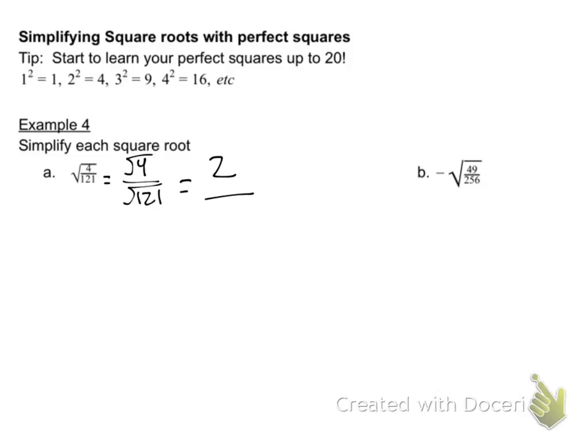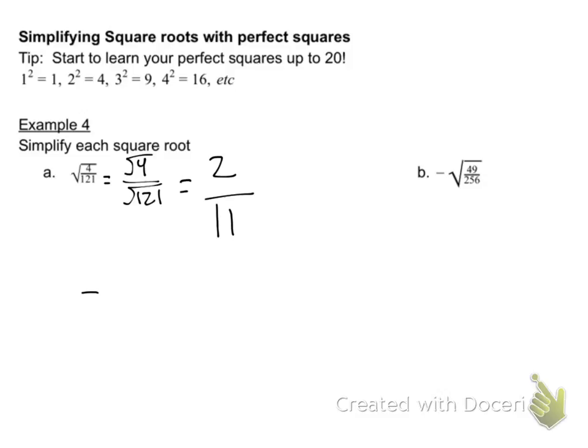2. What's the square root of 121? 11. Your answer is 11 over, or 2 over 11. That's it. Now wait a minute. How do I know if I just did this right? What does it mean to be a square root again? One of two equal factors, right?